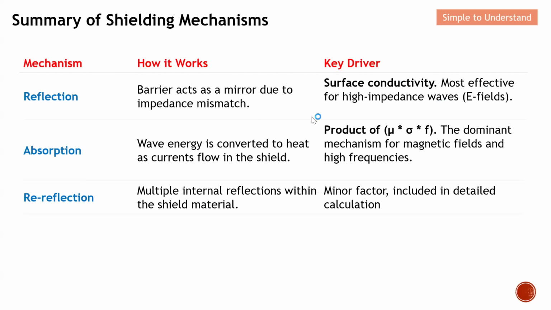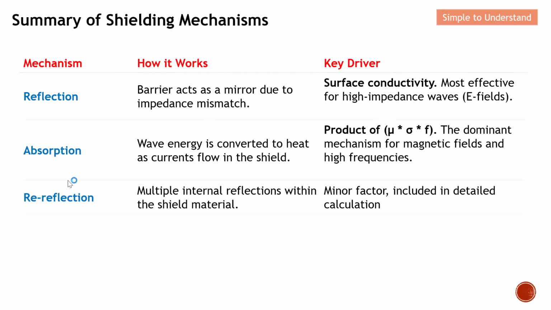As for absorption, the wave energy is converted to heat as current flows in the shield. Remember this. Remember to ground the shielding. It is a product of permeability, conductivity, and also frequency. It is the dominant mechanism for magnetic fields and high frequency.